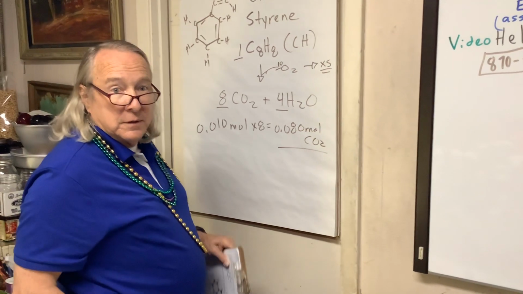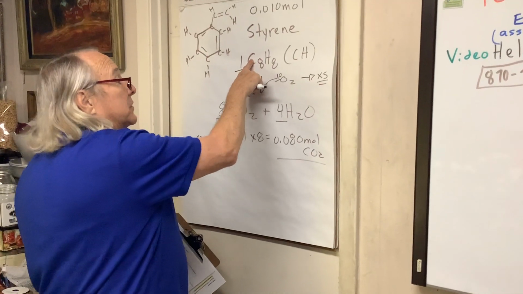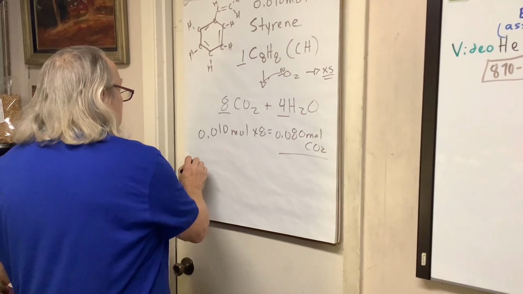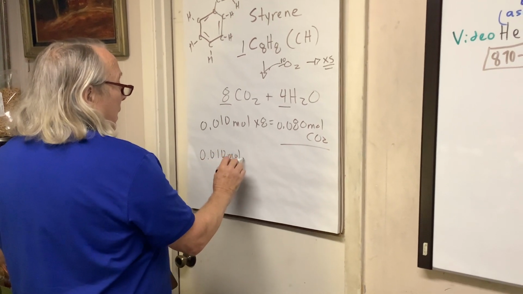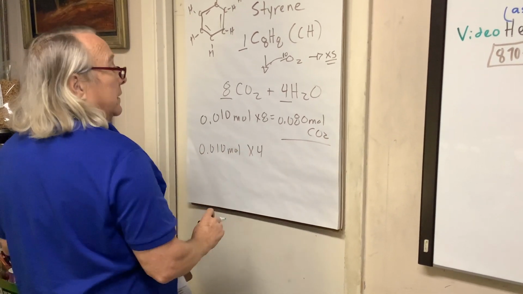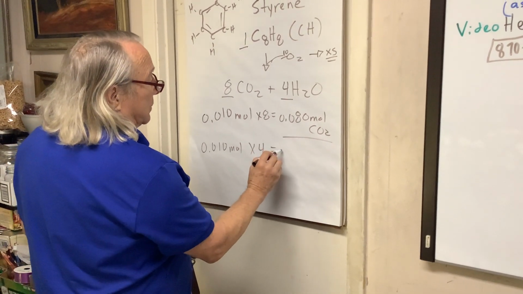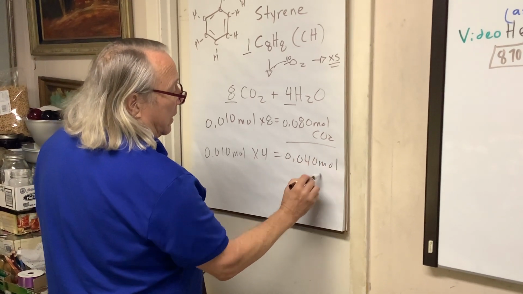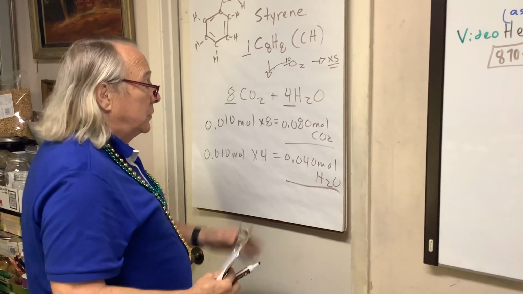That's your answer. And for every 1 mole of this, I'm going to make 4 moles of water. So how much water am I going to make? 0.010 mole times 4, using my mole ratio. That's equal to 0.040 mole H2O of water. That's your other answer. Those are your 2 answers.